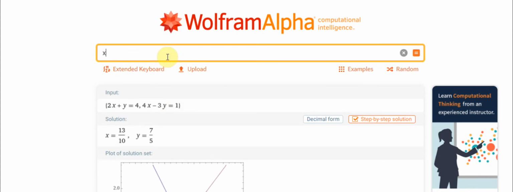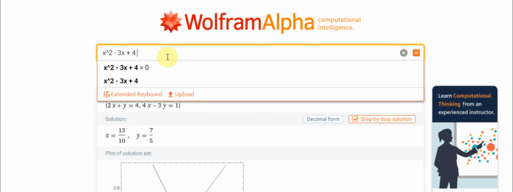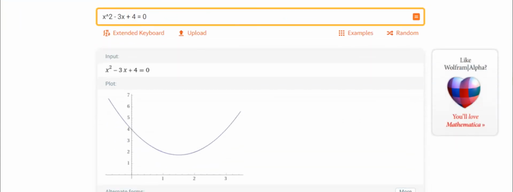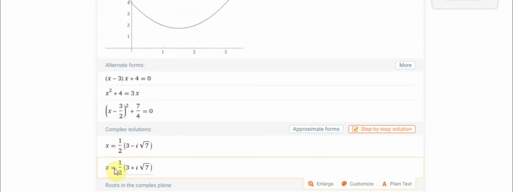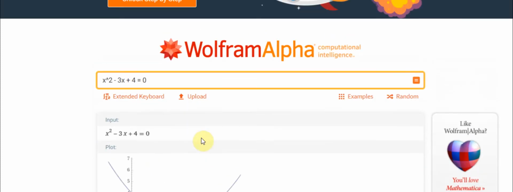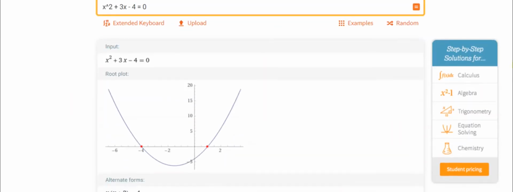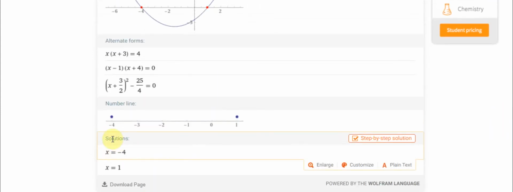If you want to find the solution of a quadratic equation, for example, you put it in like this, and you will get the answer here. See the complex solutions. Here are the real solutions.